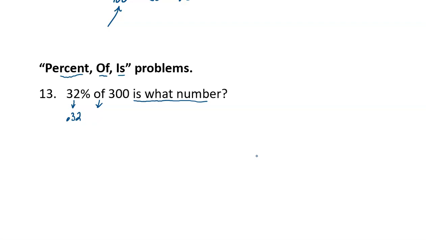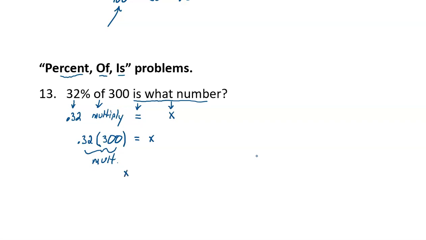The word of is the math operation multiply. The word is an equal symbol. When it says what number, since we don't know what that number is, we could choose a variable to represent it, such as x. This problem is 0.32 times 300, and that's equal to some unknown amount, which we're calling x. Just multiply these together on the calculator, and we will know the answer for x.